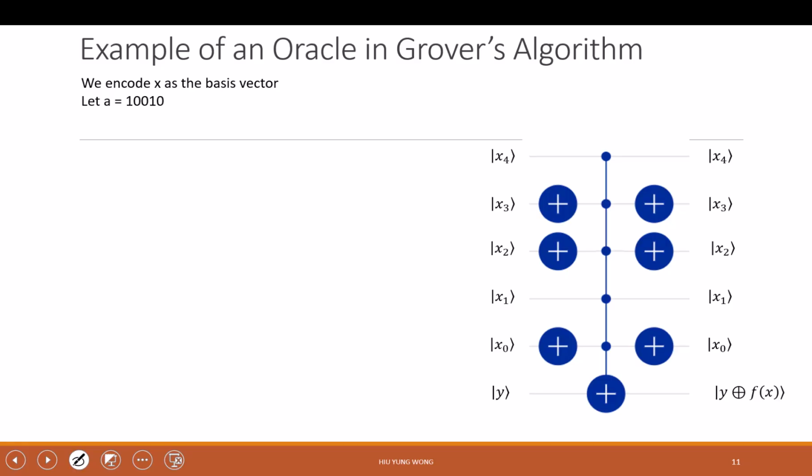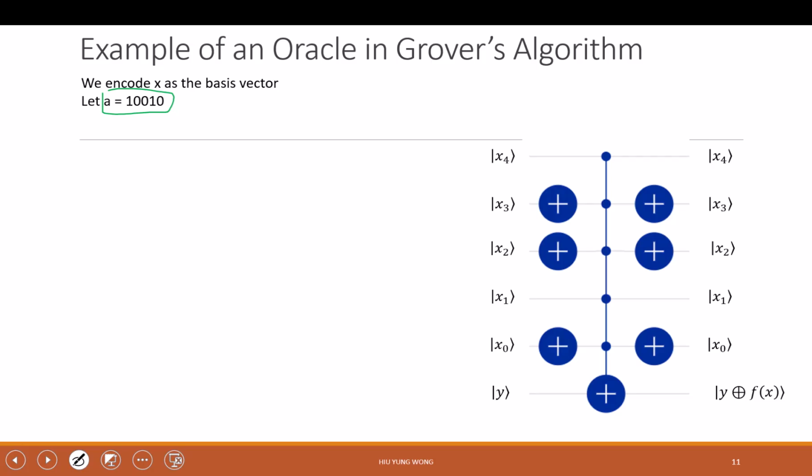But first of all, let's look at the quantum oracle, an example of a quantum oracle for Grover's algorithm, right? Again, how we really construct this is not what we are going to discuss. What we're doing now is just to say that if we want to do a simulation or try to appreciate the meaning of the oracle in Grover's algorithm, okay? So for example, I want to search A equal to 10010, right? This is the problem.